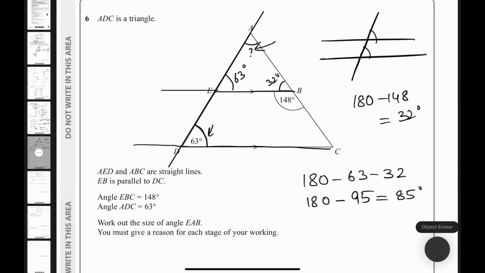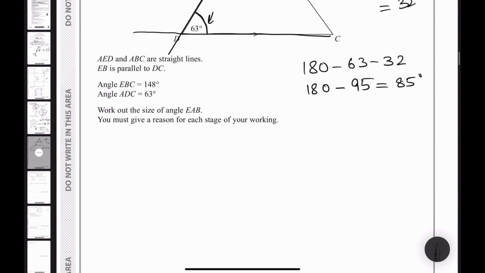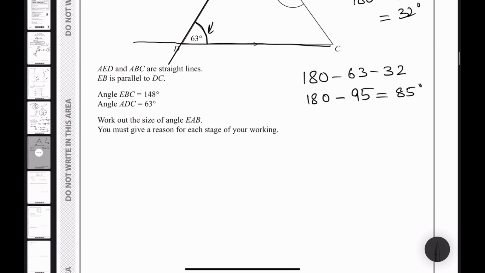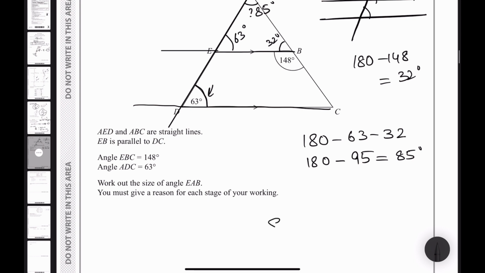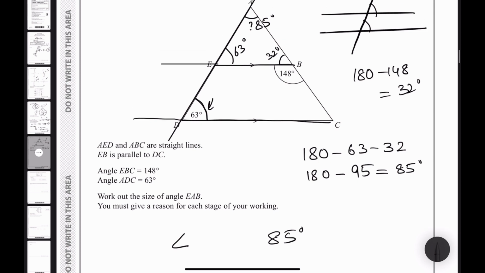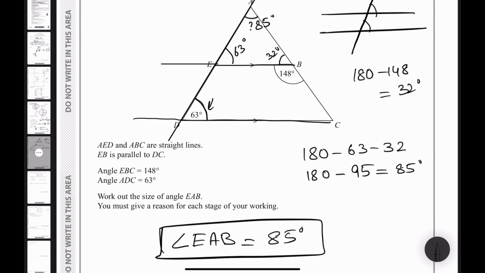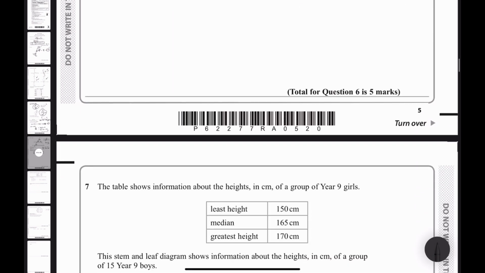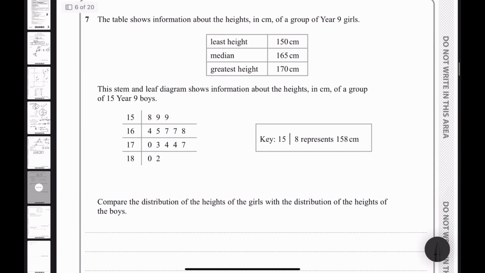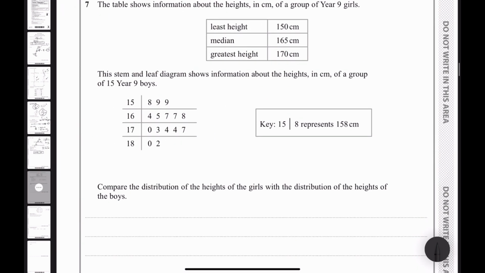So this unknown angle is equal to 85 degrees. That's how we'll do that. So the final answer will be equal to 85 degrees. Angle EAB, 85 degrees. There you go. Okay, that was a 5 marker. Nice. Okay, now number 7.